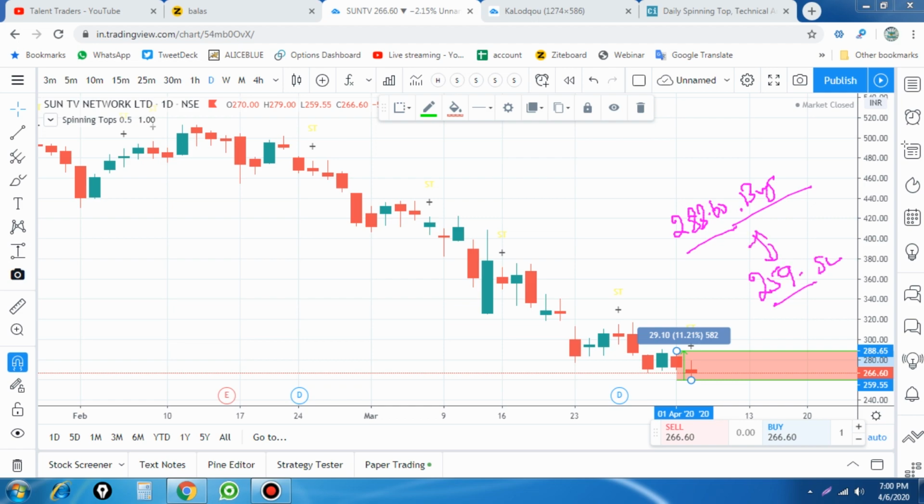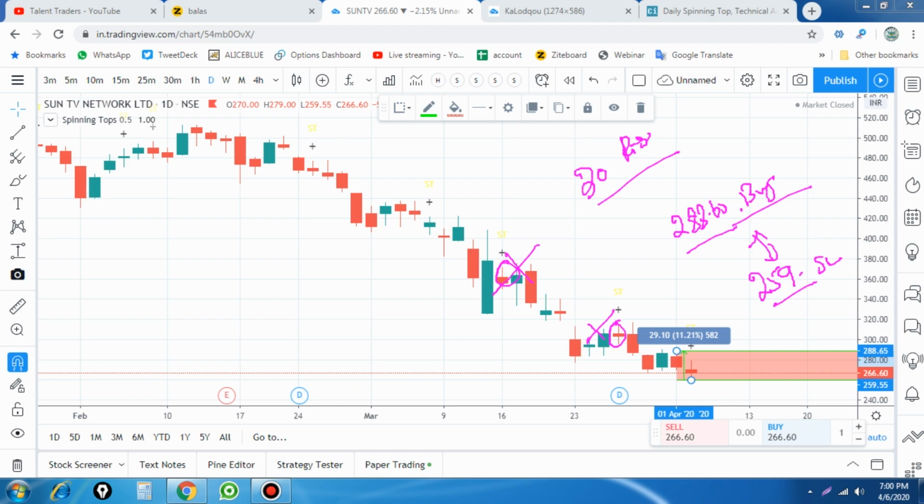So how much risk am I taking? 288 minus 259, so almost 29-30 points is the risk for the trade. This is the reversal which we can find at a very bottom level. Here also a spinning top forms, but it gives you a sell entry, and the trend is not an uptrend. Here also there is a spinning top, I leave it. So I ignored it manually by finding the right trade opportunity.